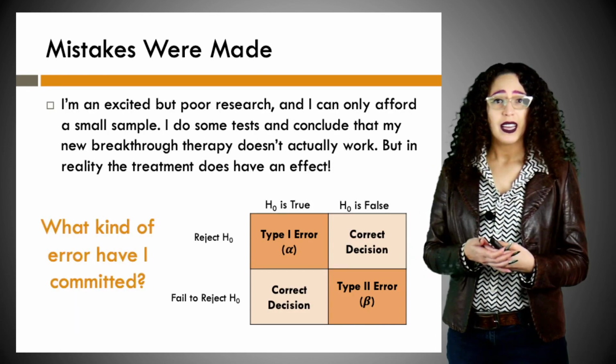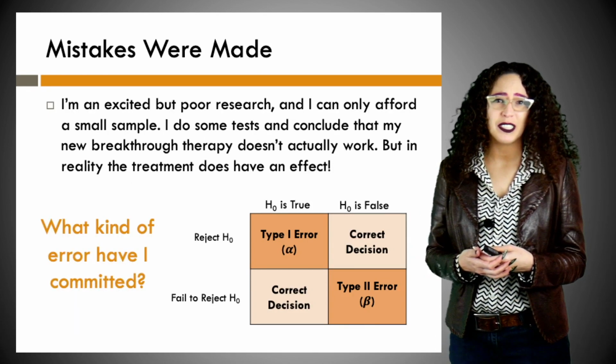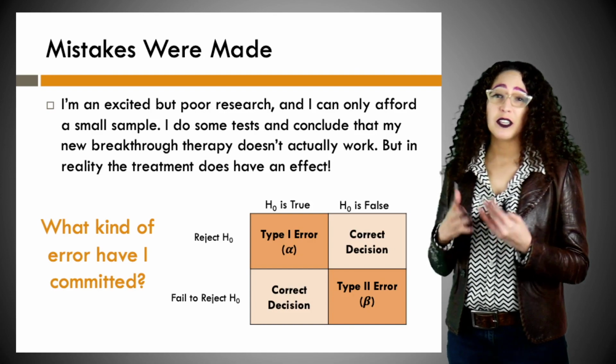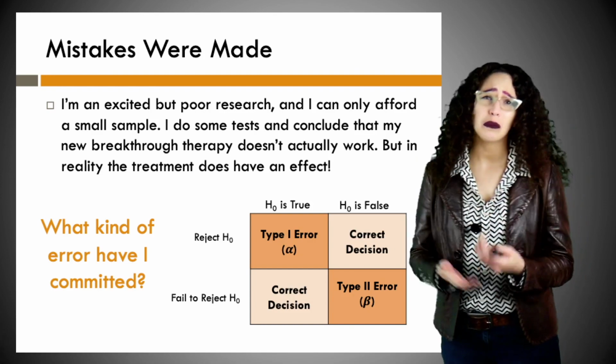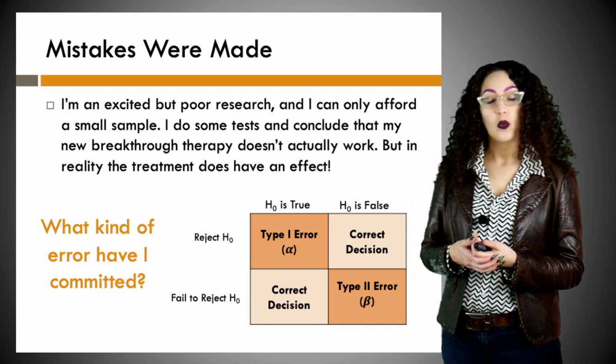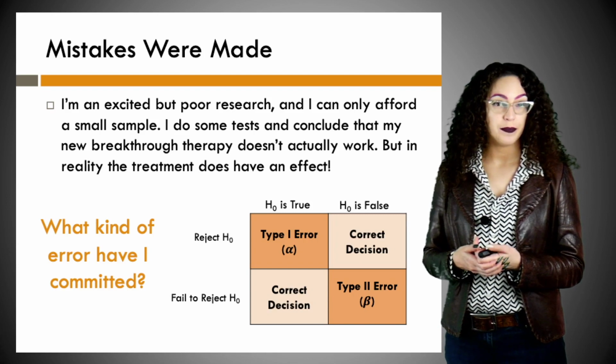Let's try this one. I'm an excited but financially poor researcher and can only afford a small sample size. I do some tests and conclude that my new breakthrough therapy doesn't actually work. But in reality, the treatment does have an effect. What kind of error have I just committed?